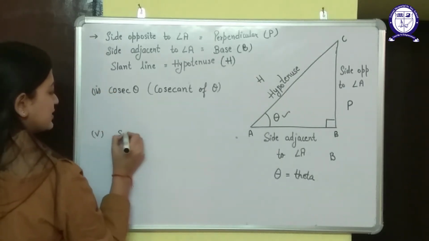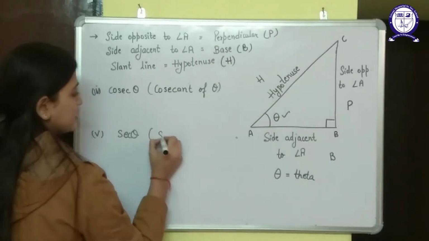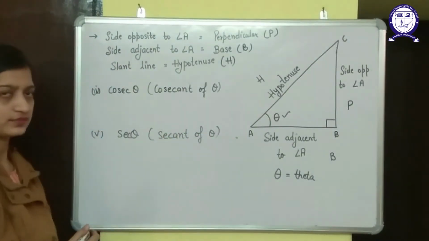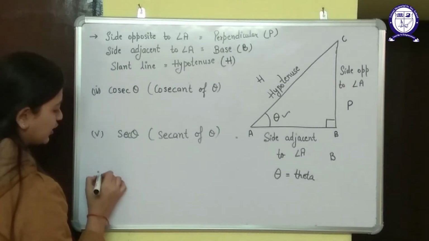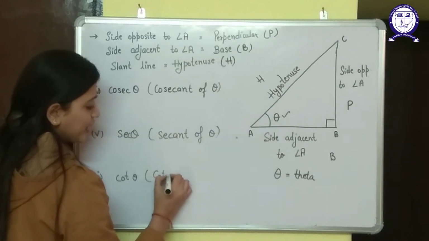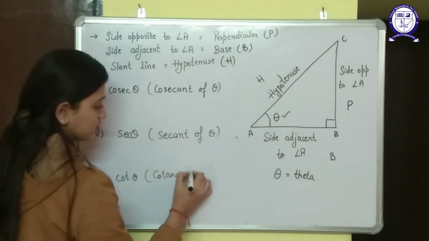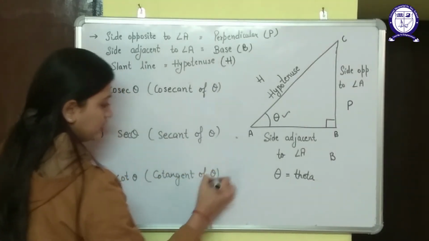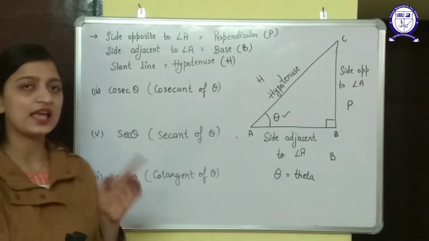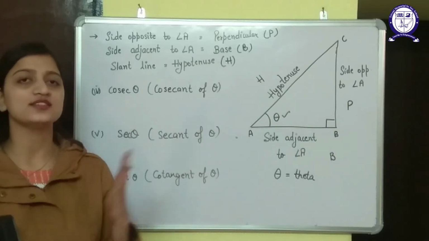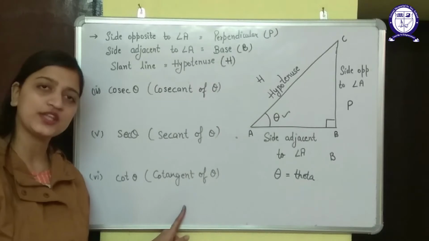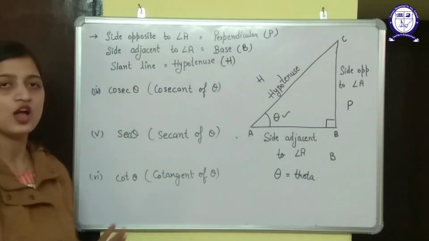Fifth one is sec theta, this is secant of theta. The next is cot theta, that is cotangent of theta. Okay, so these are my 6 trigonometric ratios. The first 3 were sine, cosine and tangent, that is sine, cos and tan. The other 3 are cosecant, secant and cotangent, that is cosec, sec and cot.